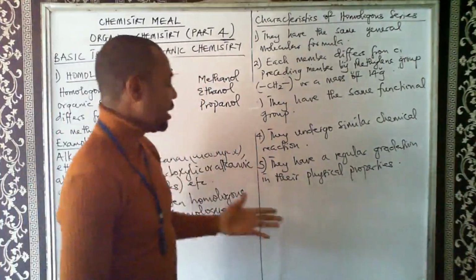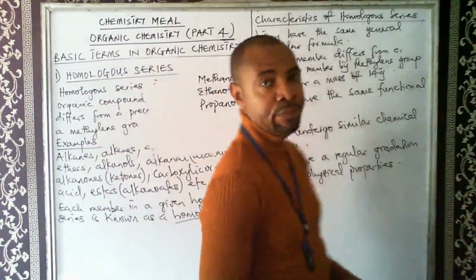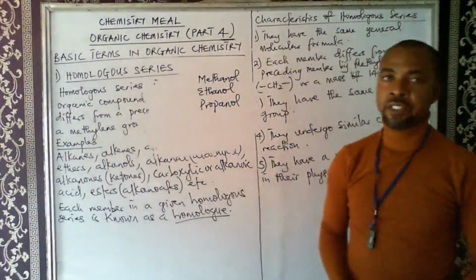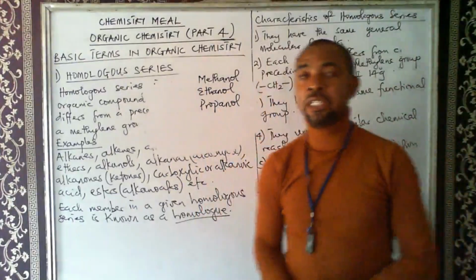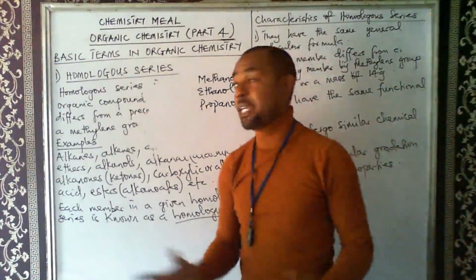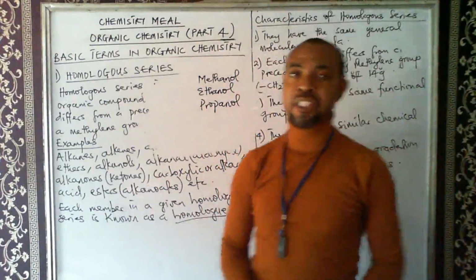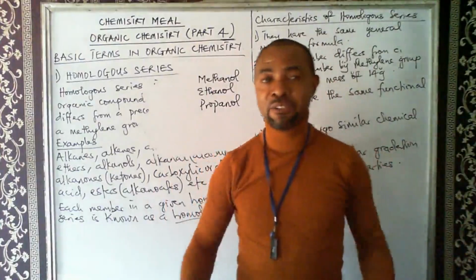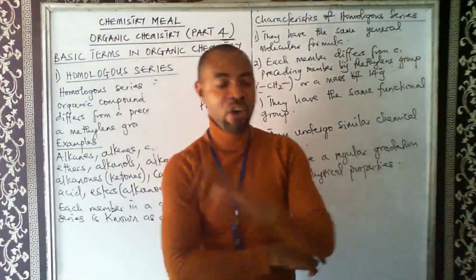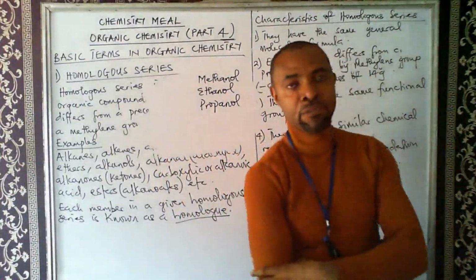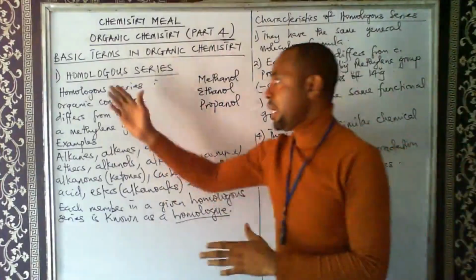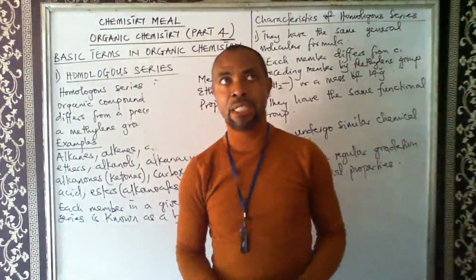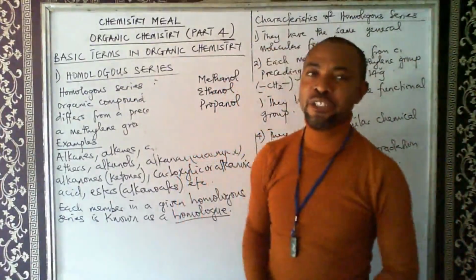All right, these are the 5 main characteristics of the homologous series. I believe that you enjoyed this video on homologous series. By now you know the meaning of homologous series, you know the examples of homologous series, and you also know the characteristics of homologous series. In our next video, we are going to take another basic term in organic chemistry, and that will be functional group.